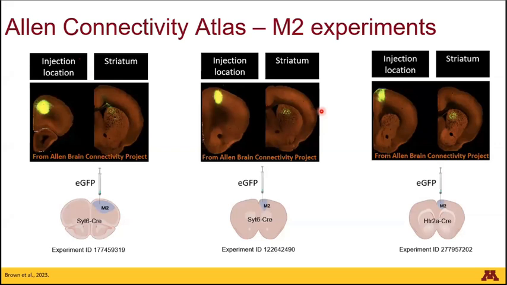Here I have more images from 3 different tracing studies in that connectivity atlas. You can see on the left side, there's the injection location, and then on the right is where they pass in the striatum, which are all in the dorsal medial region. And in this first one here, you can actually see the fascicles coming off of the corpus callosum, which is pretty cool. So based on this, we think that M2 fascicles are a pretty good candidate.